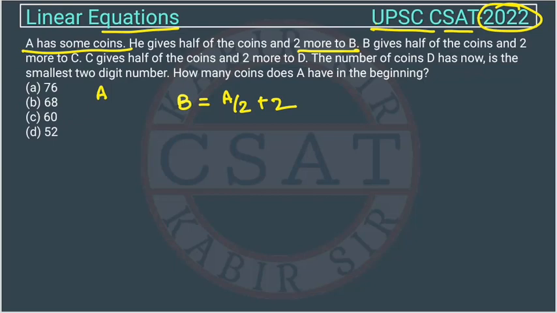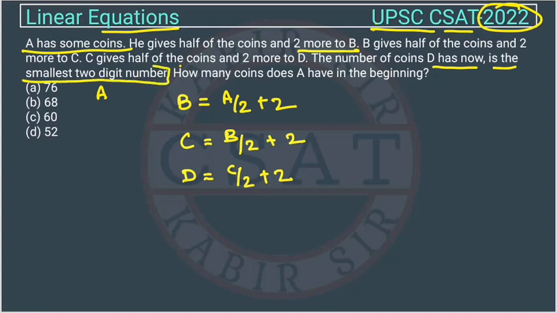Now B gives half of the coins and 2 more to C. So now C is having how many? C is equal to B by 2 plus 2. Right. C gives half of the coins and 2 more to D. So D will be how much? C by 2 plus 2. The number of coins D has now is the smallest 2-digit number. This is very important. So now D is having how many coins? D is having the smallest 2-digit number.